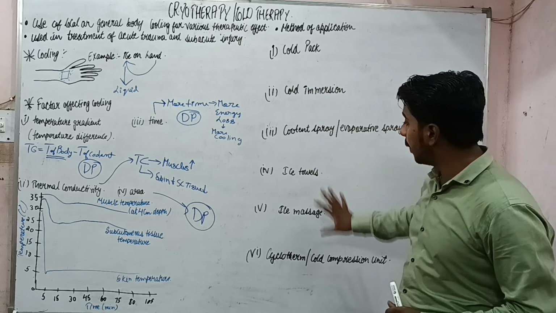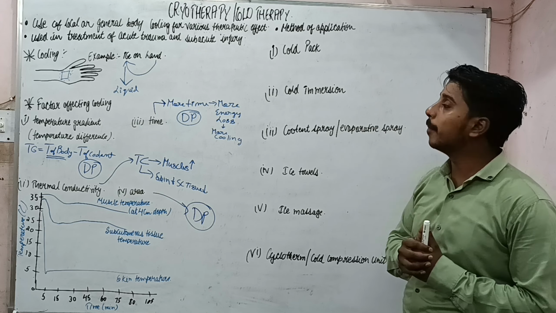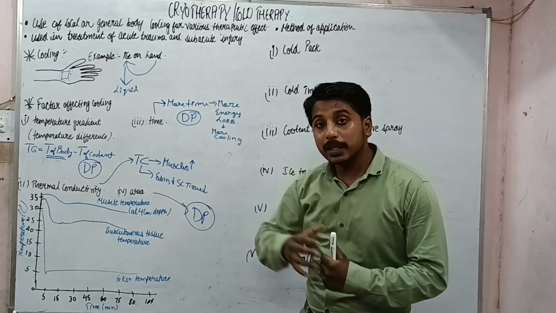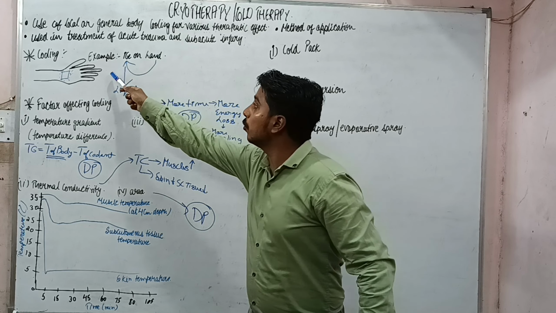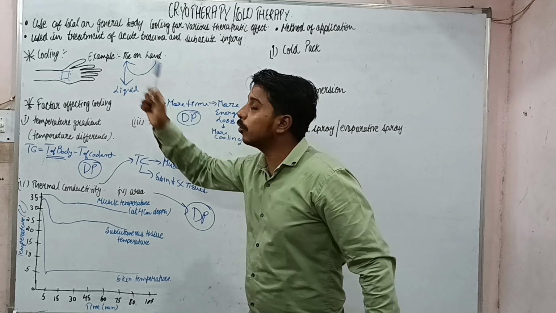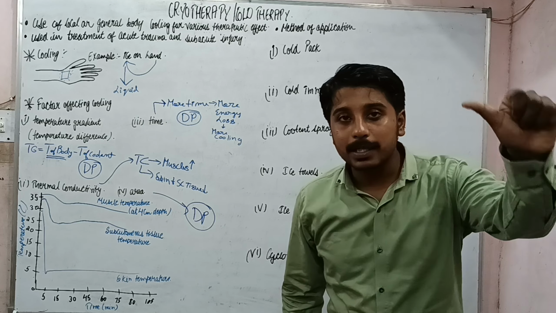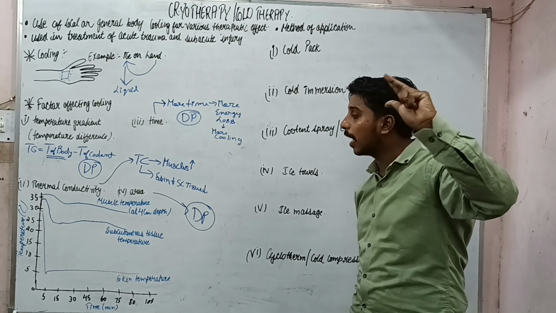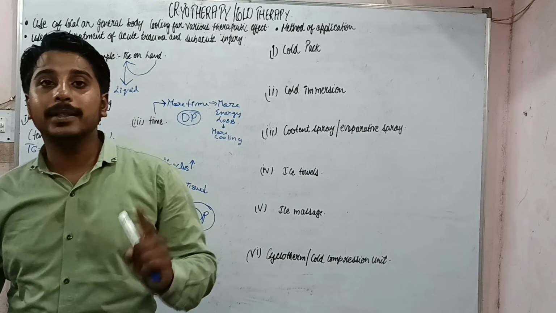Second is different methods of cold application. These are the most commonly used methods. Then what is cooling? How is the transfer of energy occurring? High energy to lower energy, or high temperature to lower temperature. Then factors affecting cooling, that is the gradient, conductivity, time and area. Okay, so with this we are completing this lecture.